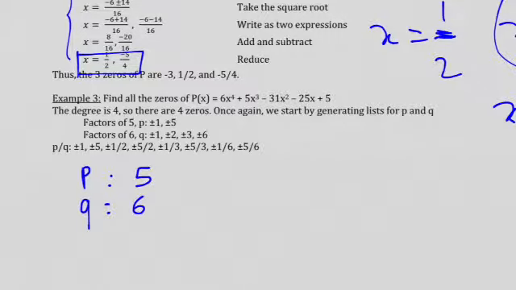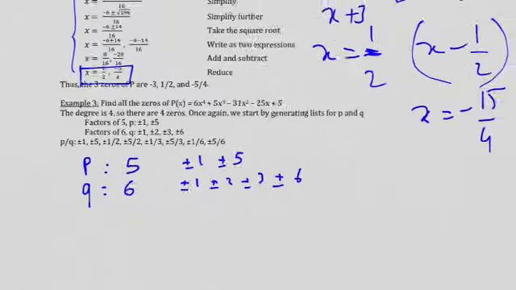P equals 5 and Q equals 6. That implies that for P we are going to have the different possibilities plus or minus 1 and plus or minus 5. There is nothing else that we can have. For Q equals 6 we can have plus or minus 1, plus or minus 2, plus or minus 3, and plus or minus 6.